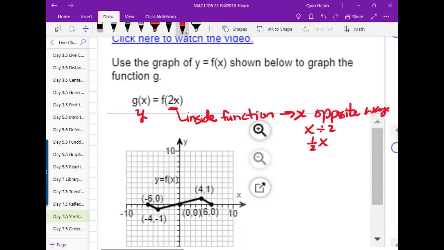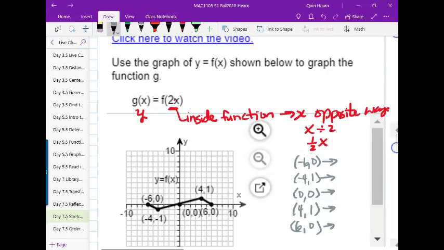The key points that we're looking at are, let's see, -6, 0, -4, 1, 0, 0, 4, 1, and 6, 0. So let's go ahead and take half of each x coordinate and keep the y coordinates the same.